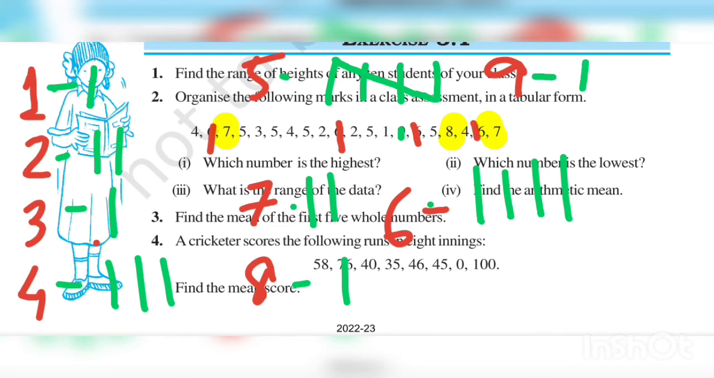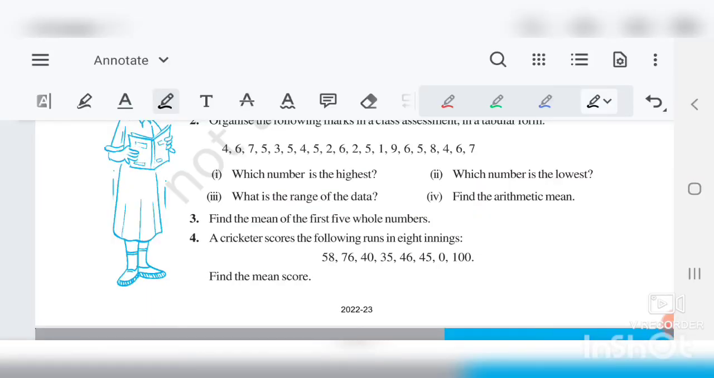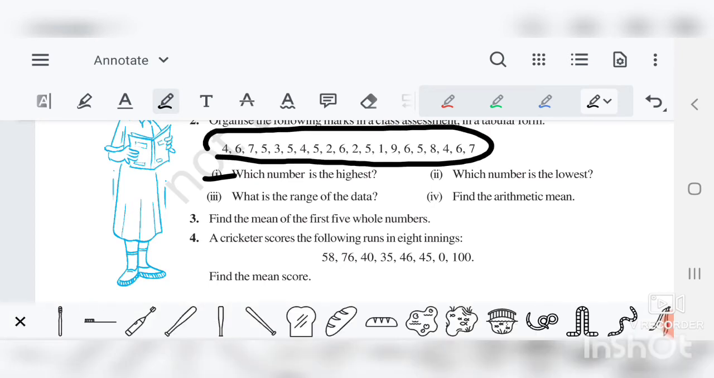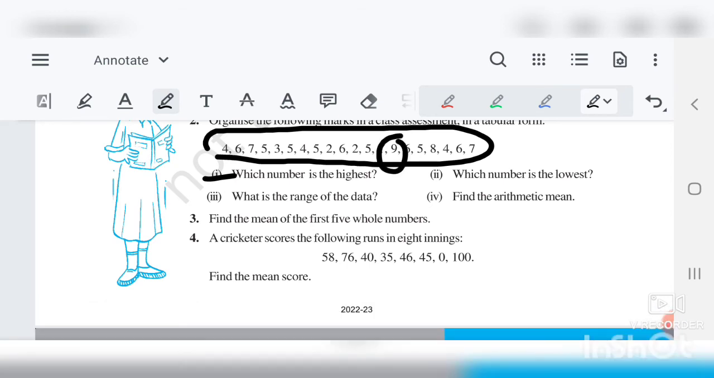Now let's come to the questions. So we have drawn the table. As I am doing it on a small page, I'm not getting sufficient space here, but when you do it in your copy, you will get sufficient space, and by making a table, draw these tally marks. In question number 1, it is written: which number is the highest? By observing all these marks in the class assessment, we can see that number 9 is the highest one.